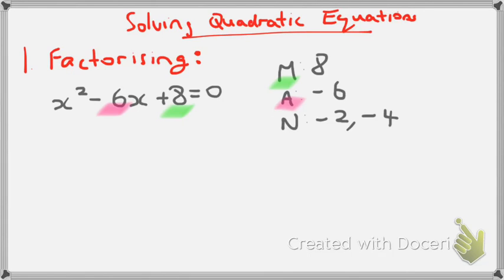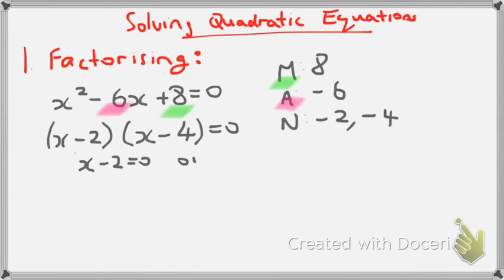And so that means we factorize with those two numbers in the bracket. And then we solve that by saying if a product of two things is 0, then one of them must be 0. So either x minus 2 is 0, or x minus 4 is 0, meaning that x is 2 or x is 4. Okay? That's factorizing. We could also use this to solve non-monic quadratics.